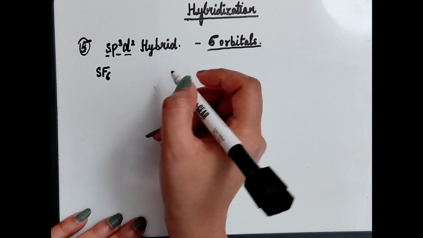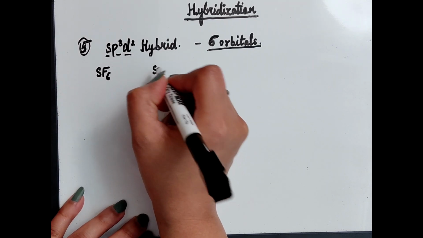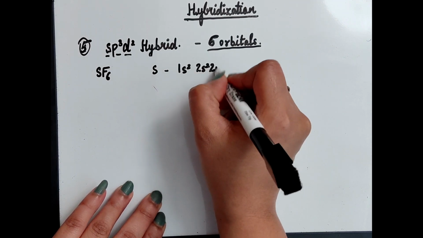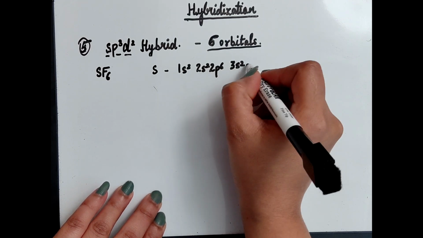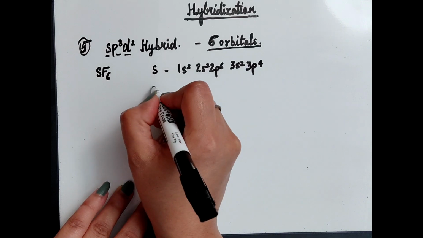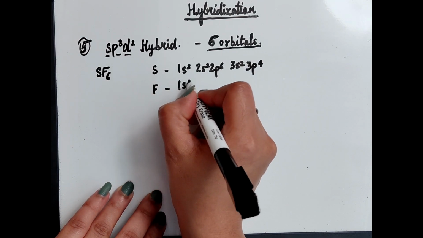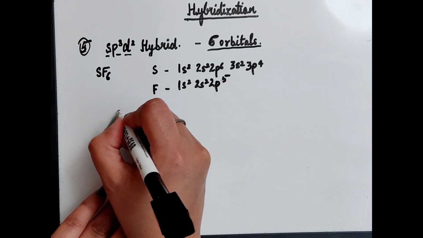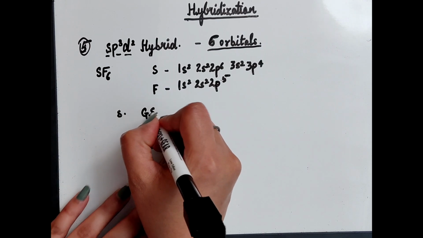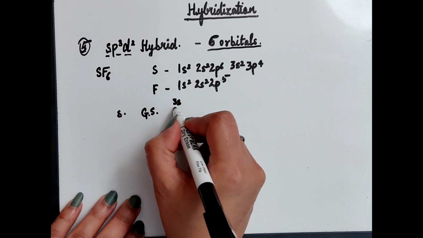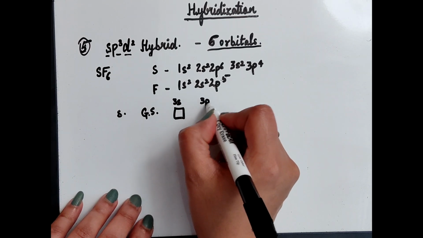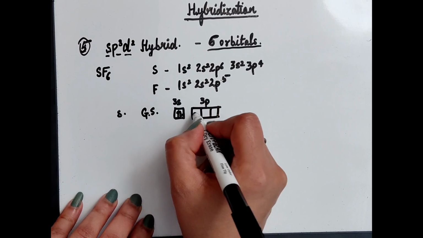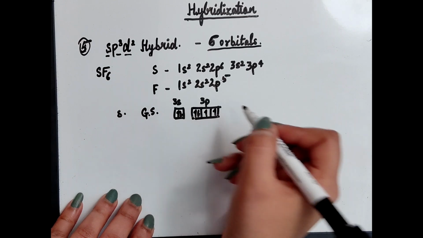Sulfur hexafluoride, SF6. Now sulfur has an electronic configuration of 1s2, 2s2, 2p6, 3s2, 3p4, and fluorine has an electronic configuration of 1s2, 2s2, 2p5. Now the ground state for sulfur will be 3s and 3p, with electrons 1 2 1 2 1 1.